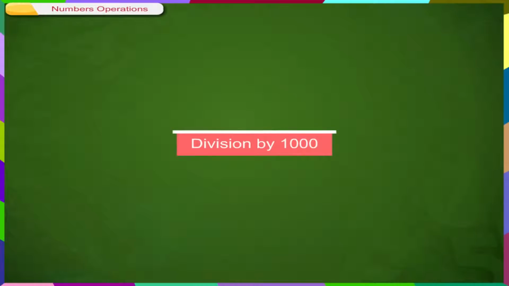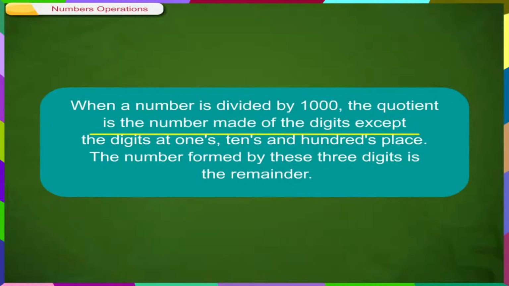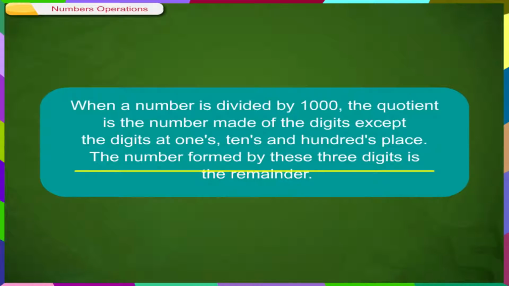Division by 1000. When a number is divided by 1000, the quotient is the number made of the digits except the digits at ones, tens, and hundreds place. The number formed by these digits is the remainder.